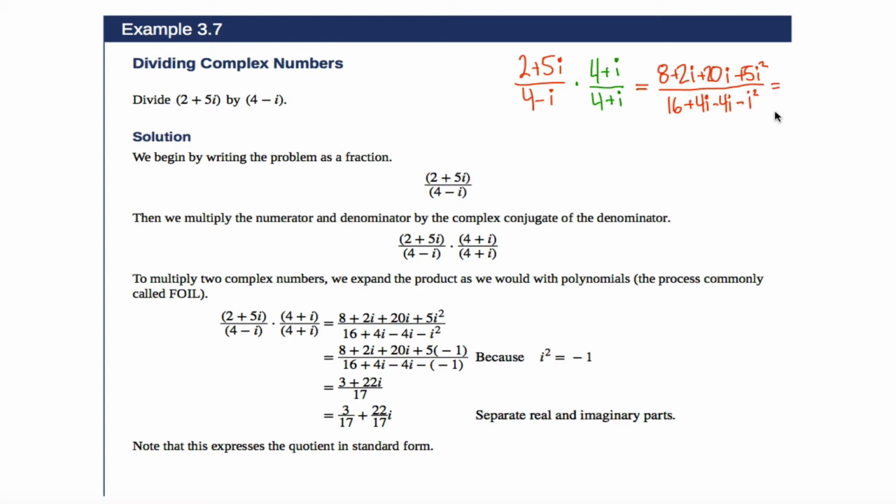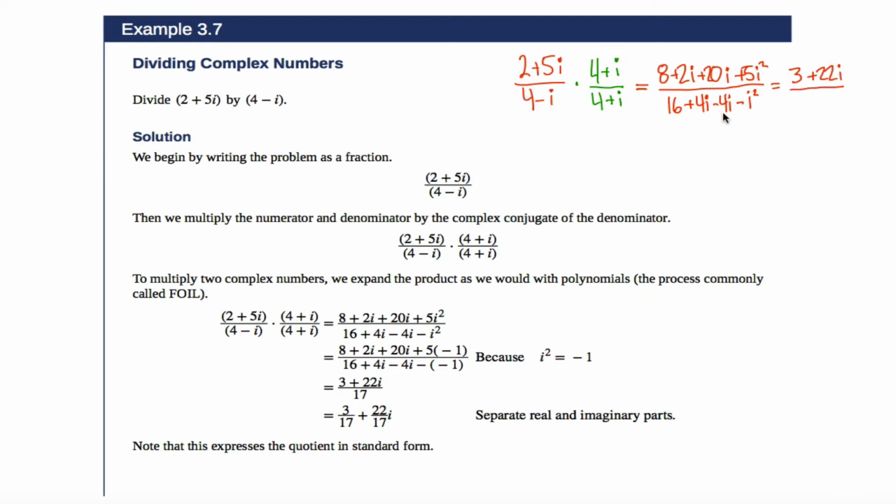So I get here, on the top, plus 5i squared is the same as plus 5 times negative 1. And 5 times negative 1 is negative 5. So really, this whole thing is negative 5. And the 8 and the negative 5 combine together to give me 3. And the 2i and the 20i combine together to give me 22i.